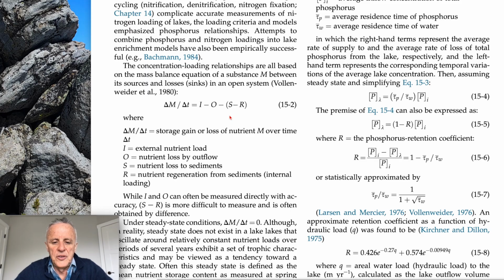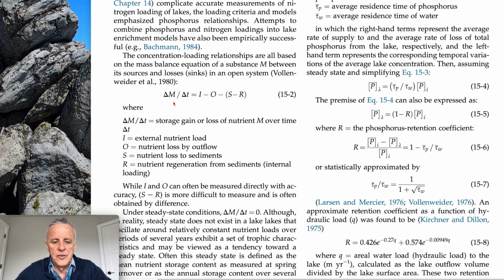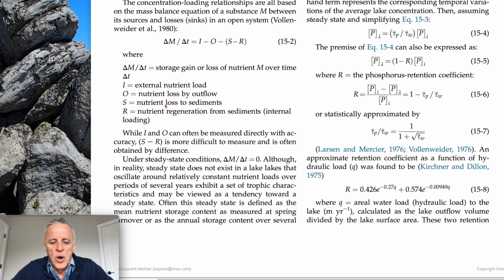So we have some loss into the sediment, but then we also have some regeneration from the sediment. So the input minus the output minus the difference between what the sediment takes compared to what it loses is our change in the storage. While I and O can often be measured directly with accuracy, S minus R is more difficult to measure and is often obtained by difference. Under steady state conditions, ΔM/ΔT is equal to 0. Although in reality steady state doesn't exist, lakes that oscillate around relatively constant nutrient loads over periods of several years exhibit a set of trophic characteristics and may be viewed as a tendency toward a steady state.